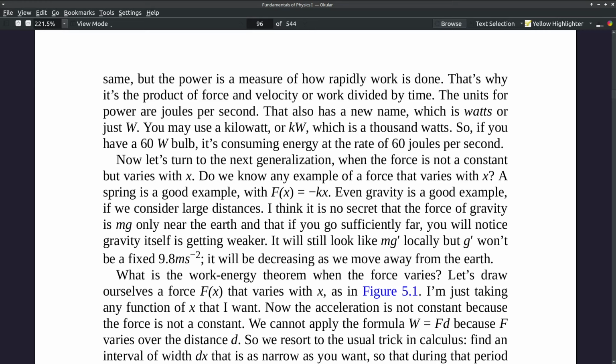You may use a kilowatt, or kW, which is 1,000 watts. So if you have a 60-watt bulb, it's consuming energy at the rate of 60 joules per second. Now let's turn to the next generalization.